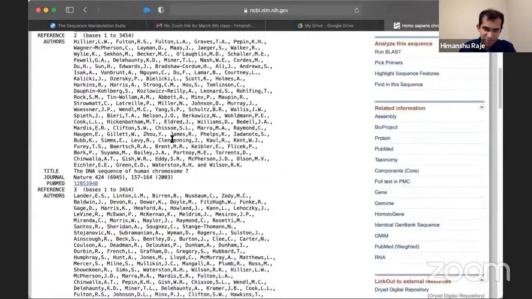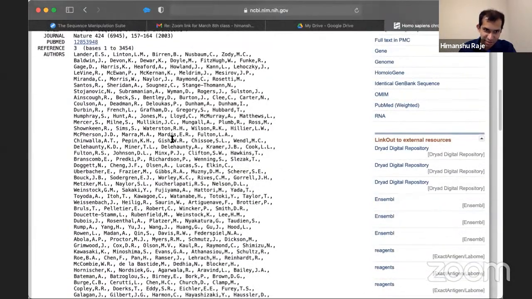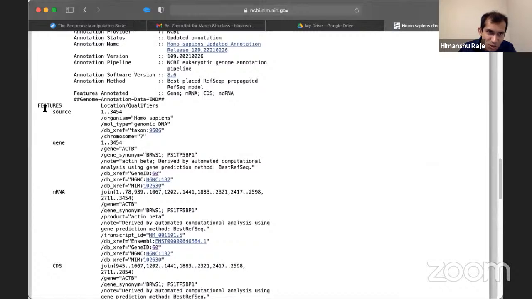It tells you the names of people who submitted this sequence. Make a note of this section, features. It tells you that, of course, it's genomic DNA, all the way starting from the first nucleotide to the last nucleotide. It also tells you that it's a gene. The name of that gene is ACTB. And all of that sequence, starting from first to the last nucleotide, is the same gene.